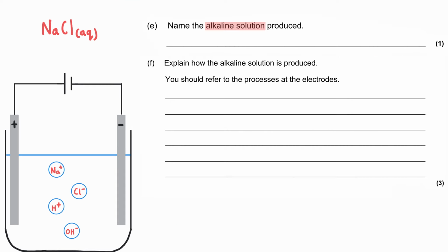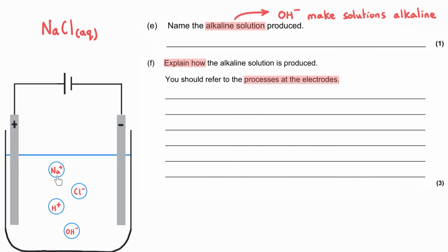Name the alkaline solution produced. Well, alkaline solutions typically contain the hydroxide ion, and so it's likely that this solution will be something to do with the hydroxide. But actually, part F asks us to explain how the alkaline solution is produced, referring to the processes taking place at the electrodes. So actually, let's answer this question first and then go back to E. Remember, we've got sodium ions and chloride ions, hydrogen ions and hydroxide ions.